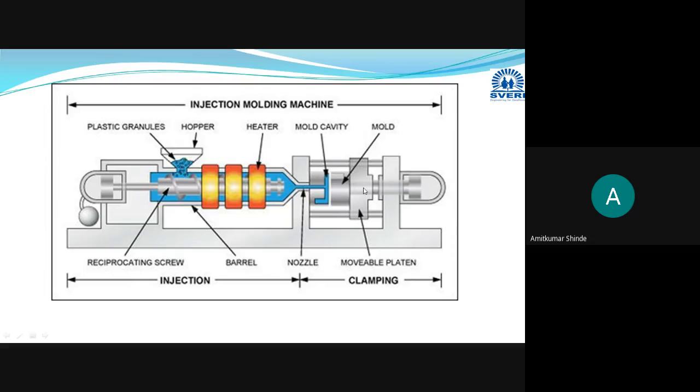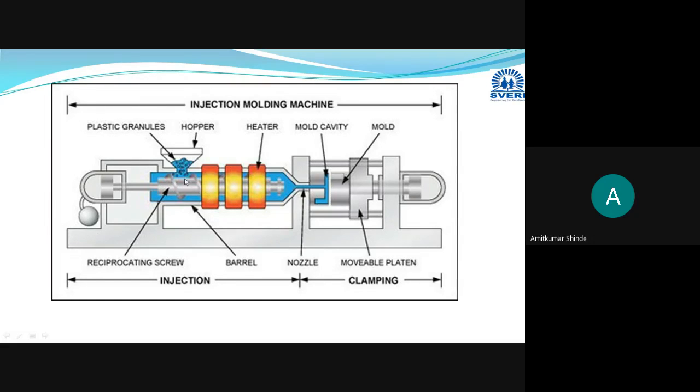Now in this injection method, after providing the clamping, we will move towards the injection. With the help of this hopper, we are going to pour the available plastic raw material into this cavity, or you can say this steel chamber. It will come into this chamber, or you can say this is the barrel.